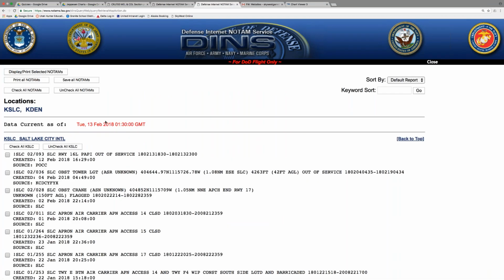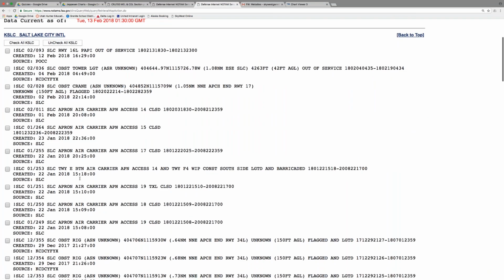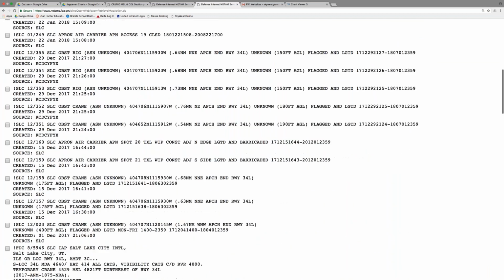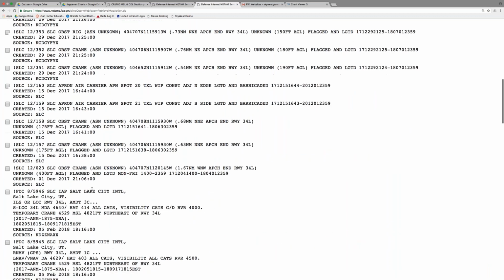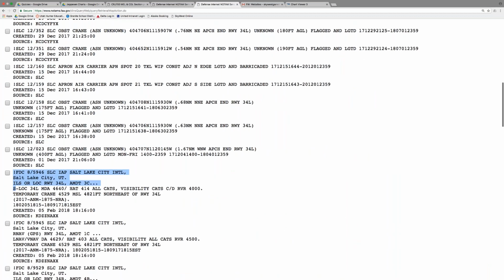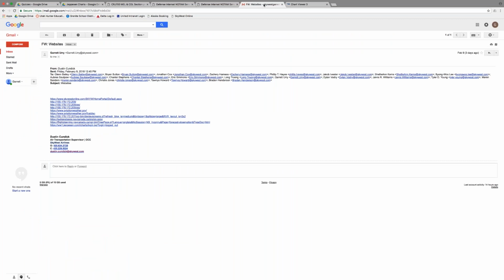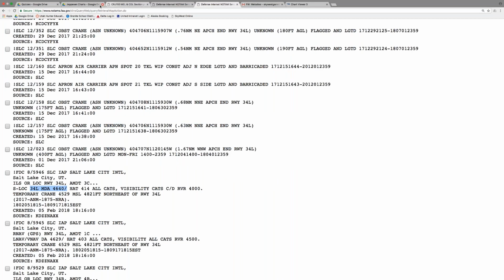Let's see. Oh, I've got it right here. So let's go back down here. Yeah, so the localizer, runway 34 left, MDA 4640. Goodness sakes, I've got way too many tabs up.